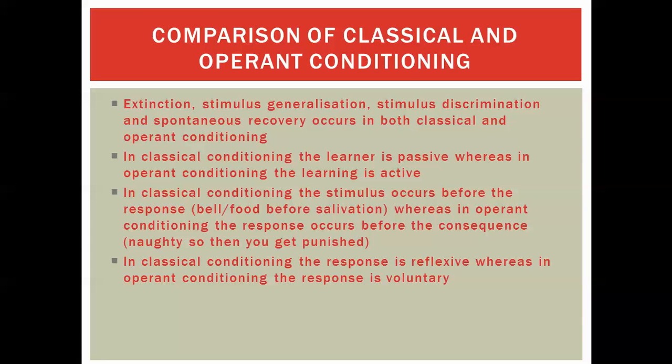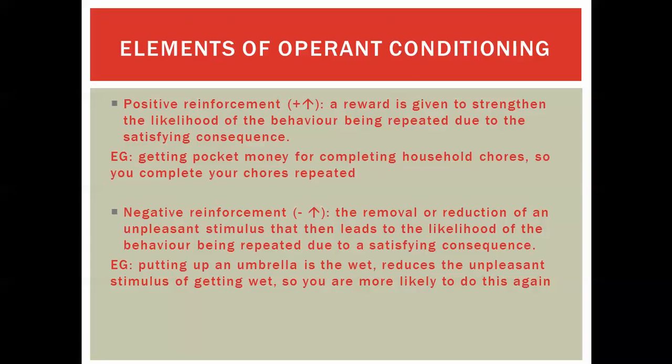Okay, so things that you need to know about operant conditioning is that it involves both reinforcement and punishment. You'll see the next slide talks about punishment. With reinforcement, there are two different types of reinforcements. So these are things that can happen after a behaviour. So you can behave in a certain way, for instance, doing your household chores, and your parents can decide to give you pocket money as a reward for doing this.